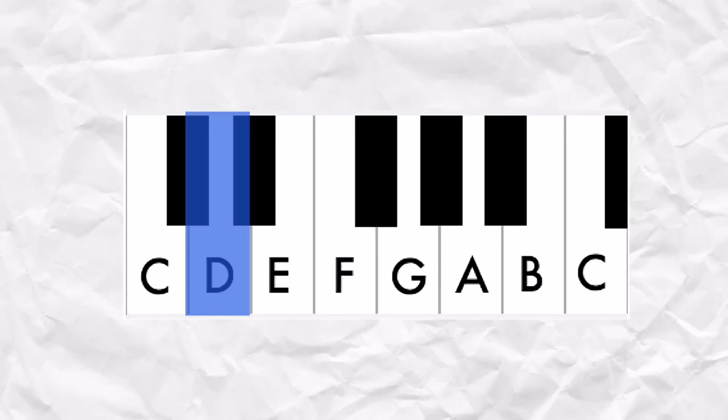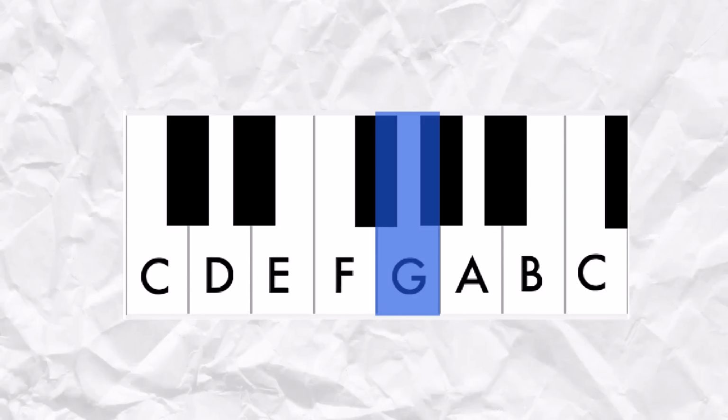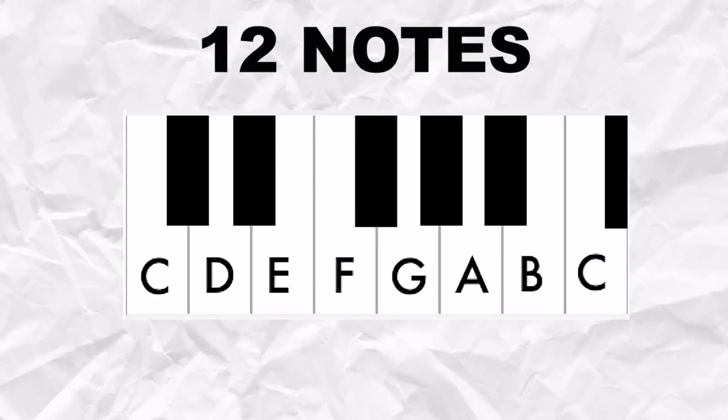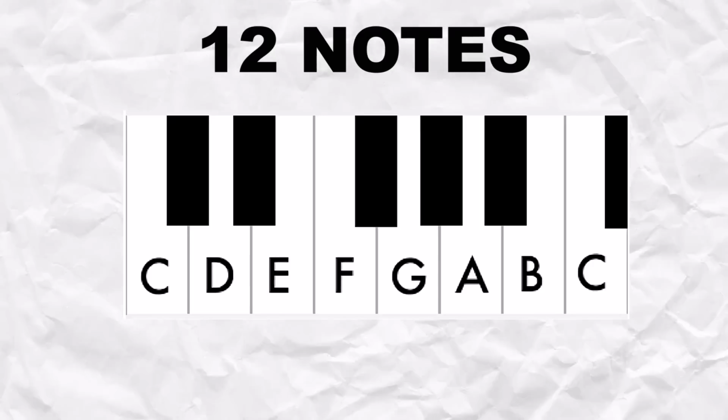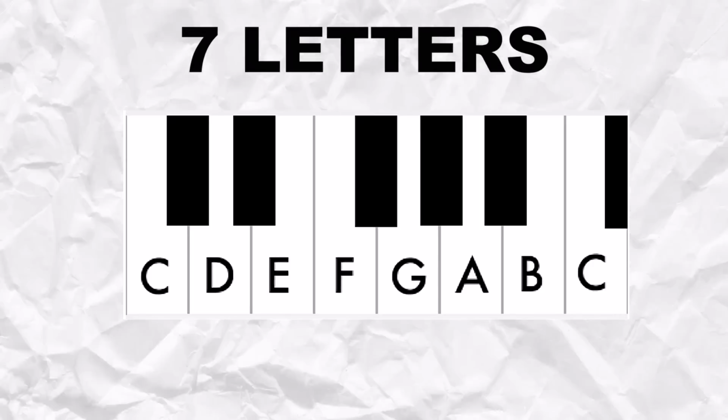So the musical alphabet is very similar to the English language. Okay, we have the letters A, B, C, D, E, F, and G. The only difference is we stop at G, all right? So we don't have all those other letters. But there are 12 notes in music. So we have 7 letters total, but 12 notes.